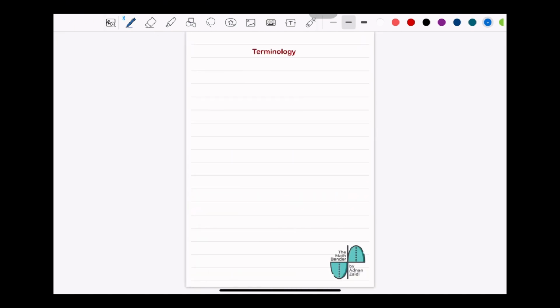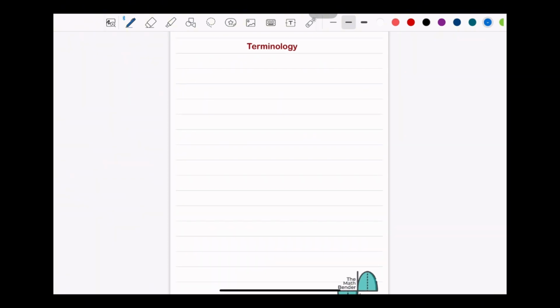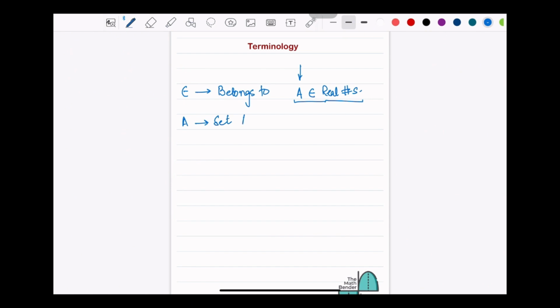Before getting to know what set theory is, we need to be familiar with a few terminologies. Whenever you see a sign like this, ∈, although it's not an E, it means belongs to. I can write a set A belongs to real numbers. So rather than writing down the whole phrase "belongs to", I can just use this symbol.